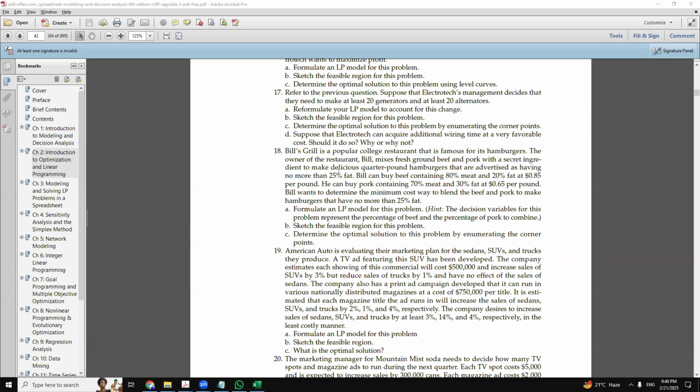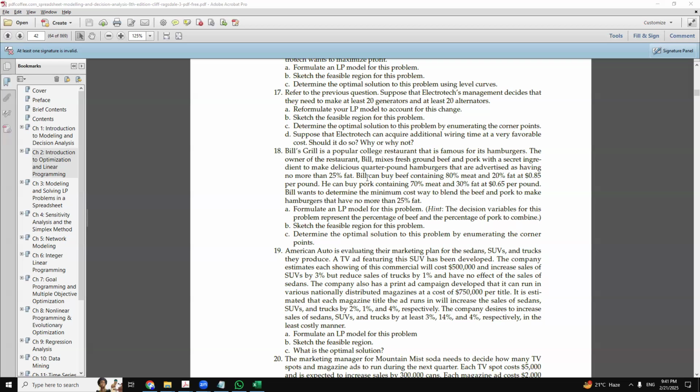So today I'm going to provide the solution of this question. Bill's Grill is a popular college restaurant that is famous for its hamburgers. The owner of the restaurant, Bill, mixes fresh ground beef and pork with the secret ingredients to make delicious quarter-pound hamburgers that are advertised as having no more than 25% fat.